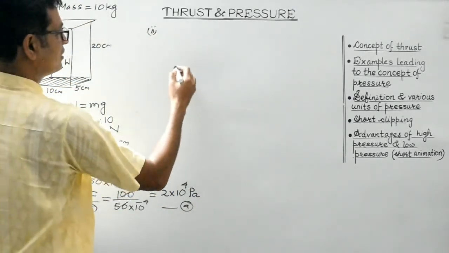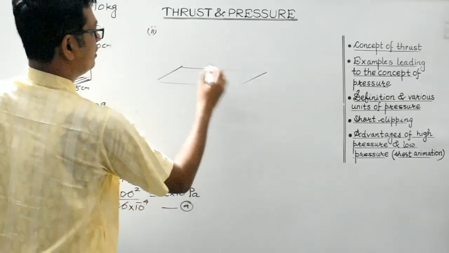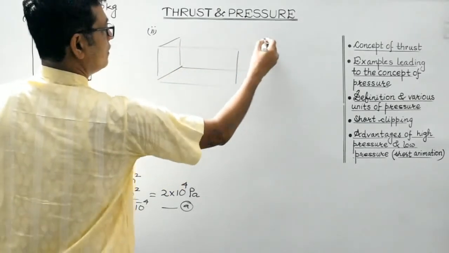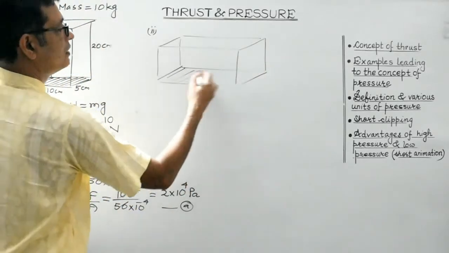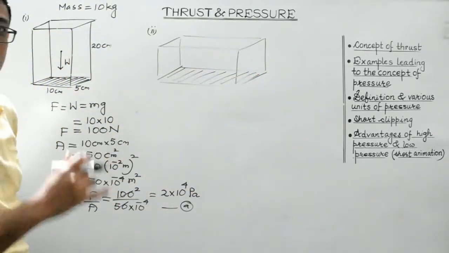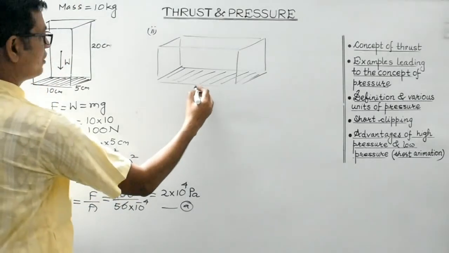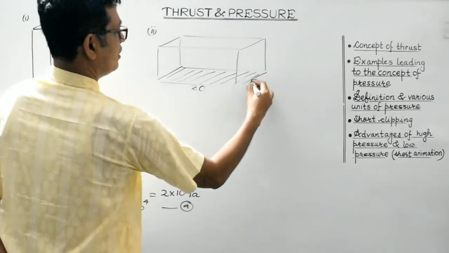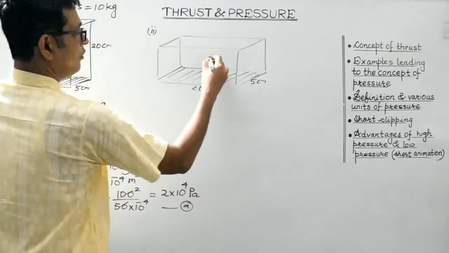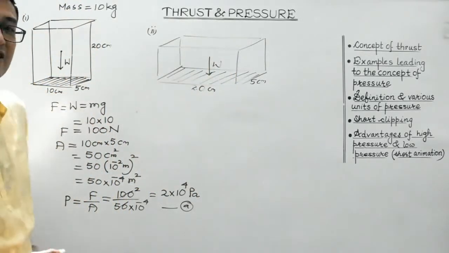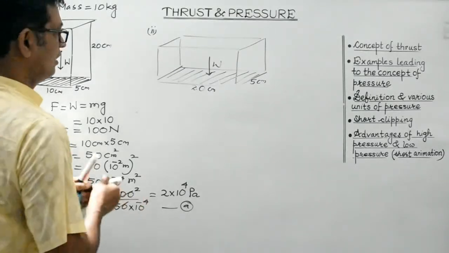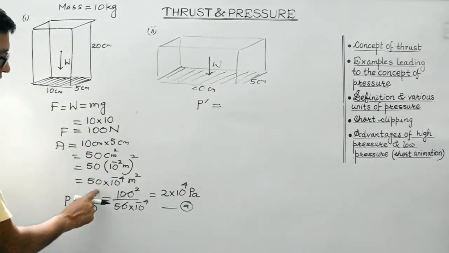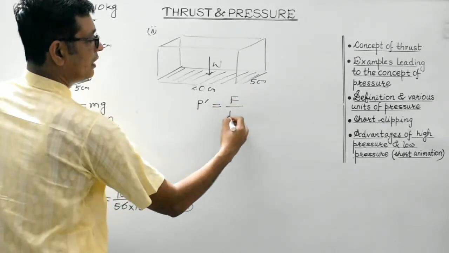So in the second case, let us consider the same cubical block to be placed in this particular manner. Now in this case, this area is in contact with the supporting surface, right? Its dimensions are 20 and 5. This is 5 centimeter. The weight of the same block will remain constant, isn't it? Weight will remain constant. So here pressure would be, suppose it is P dash, again F by A.